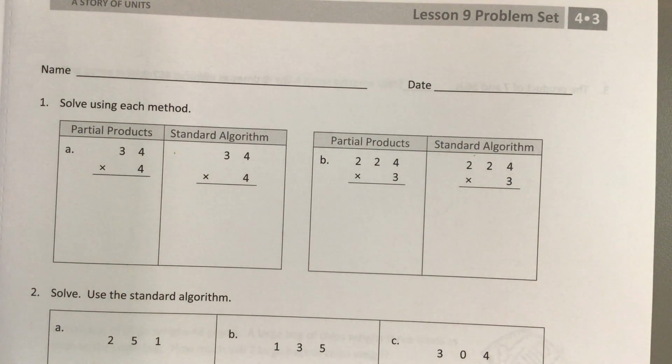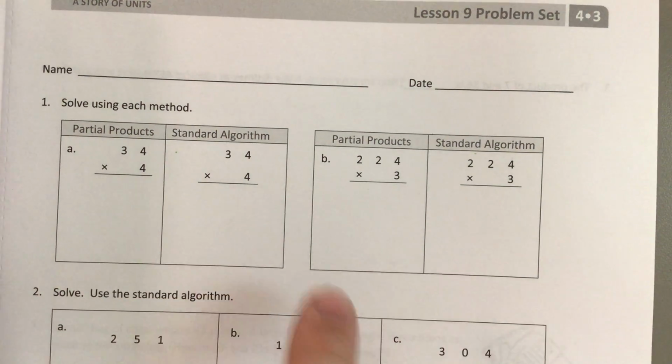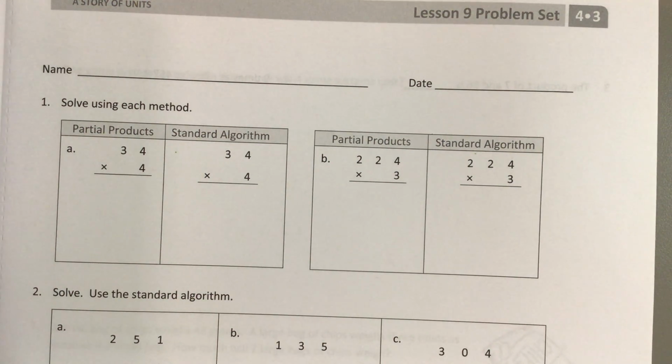Okay? So for 1 and 2, I'm going to do both partial products and standard algorithm, and then for the rest of this page, you're going to try and do just the standard algorithm. Once you see standard algorithm, I know you're going to want to do it, but we stick with what we're comfortable and confident with. And if that's the partial product method, that is totally fine.